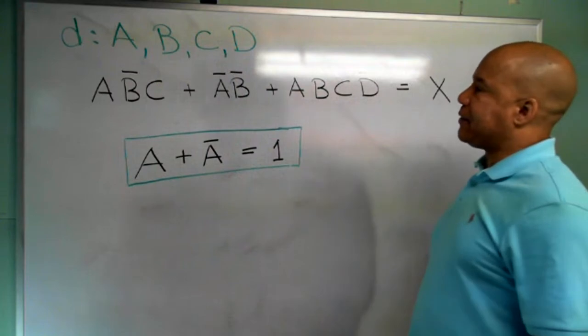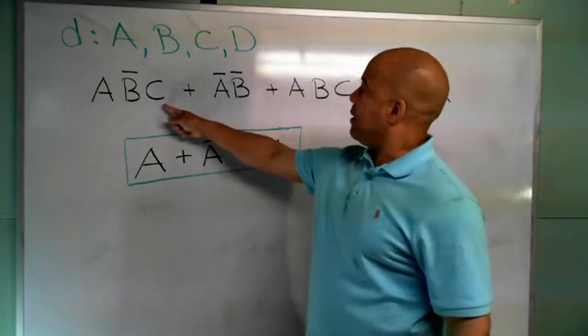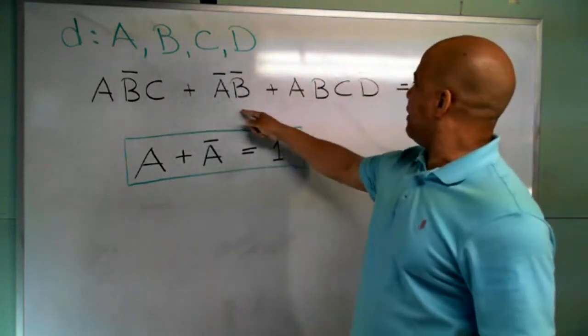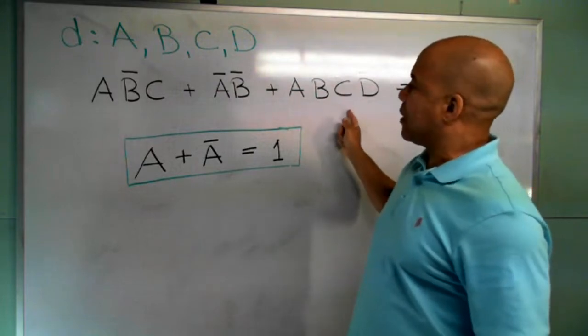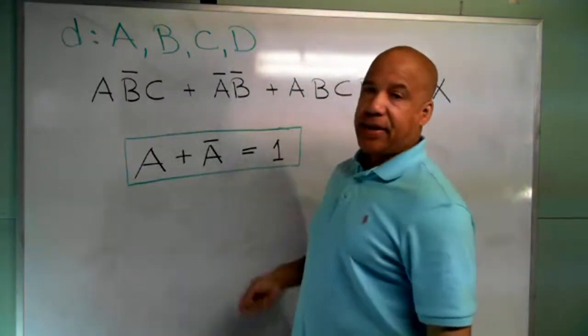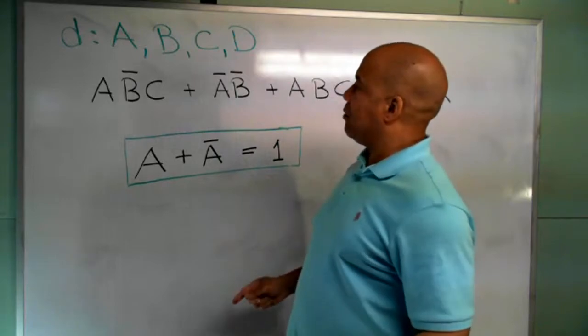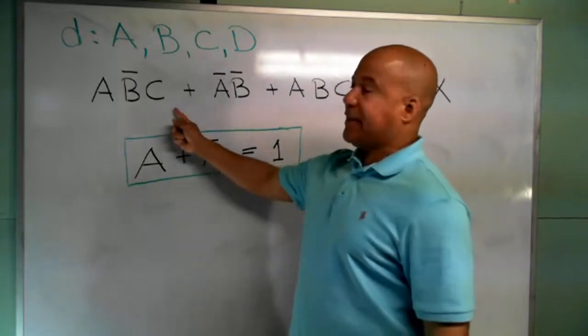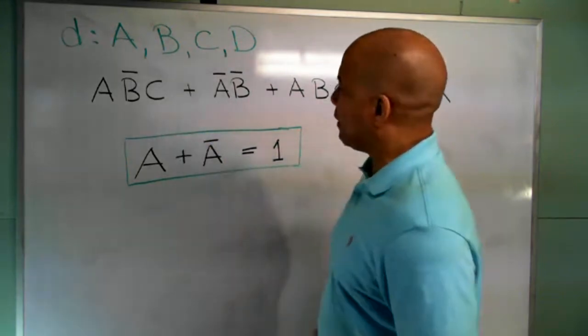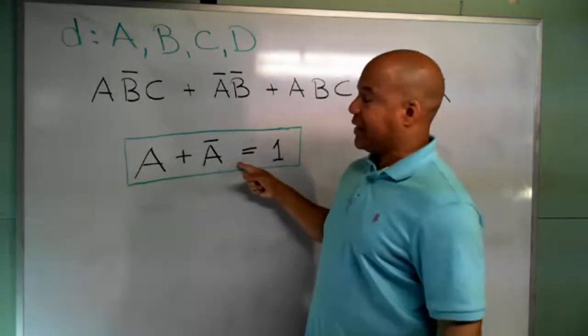I can see it's non-standard because this one's missing D, this one's missing C and D, and this one's okay. I have all the members of the domain in this term, so that one's okay. But these two make this non-standard. So to change this to a standard SOP, some kind of way I've got to get a D in there. And the way we're going to get the D in there is by using this idea.